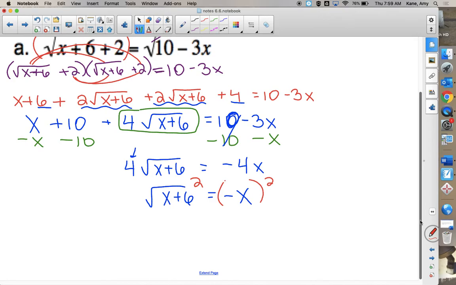And then after you get an answer, or multiple answers, make sure that you check your work. And be careful with that x squared. It's a negative x squared. When it's a negative x, it becomes a positive x squared. We're squaring the x and the negative. And then this is x plus 6.